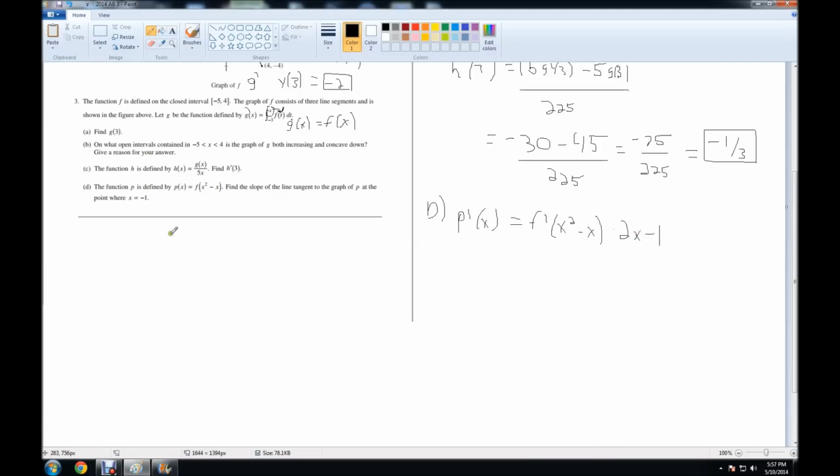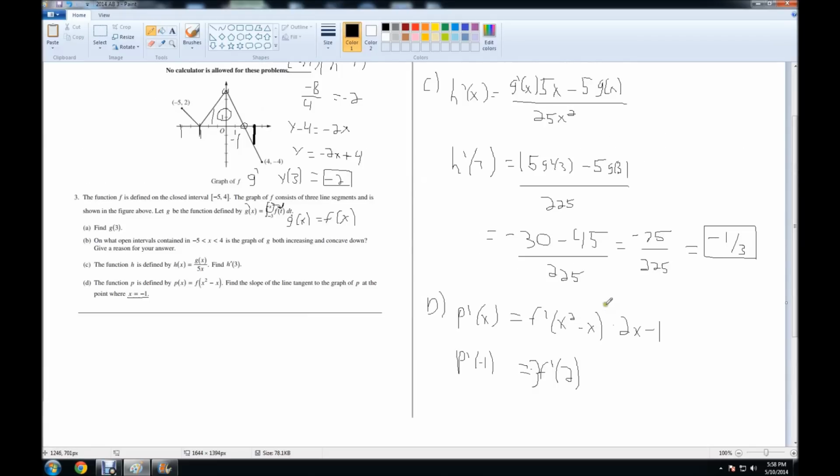We're looking for p prime of negative 1, because it tells us where x equals negative 1. So p prime of negative 1 is equal to f prime of negative 1 squared, which is 1, minus negative 1, which would be positive 2. Then 2 times negative 1 is negative 2. Negative 2 minus 1 is negative 3. So p prime of negative 1 is f prime of 2 times negative 3. I should write this in front so it doesn't look like a minus 3.